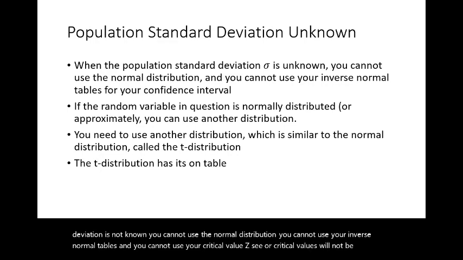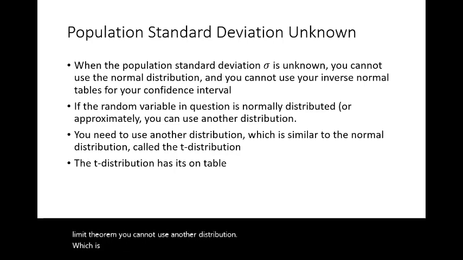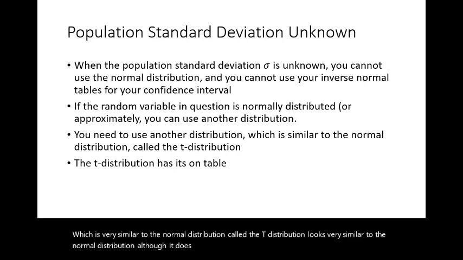Now, if the random variable in question is approximately normally distributed by the central limit theorem, you can use another distribution, which is very similar to the normal distribution, called the t-distribution. The t-distribution looks very similar to the normal distribution, although it does have some big differences. Now, the t-distribution does have its own table.